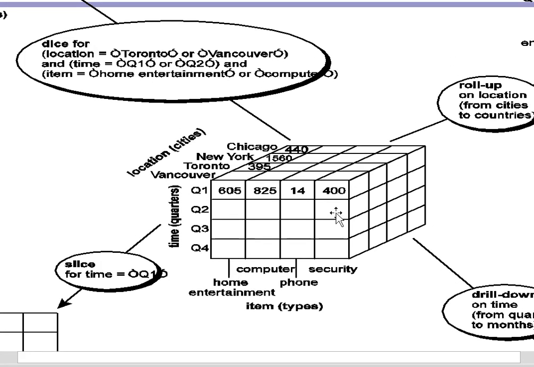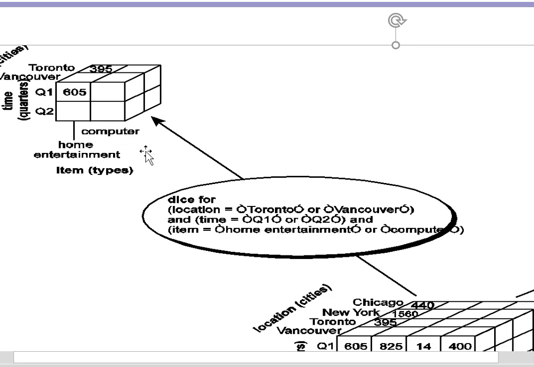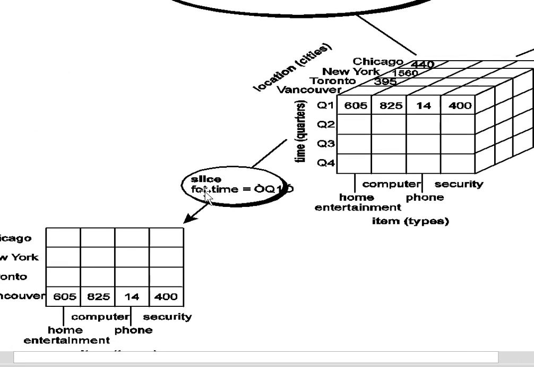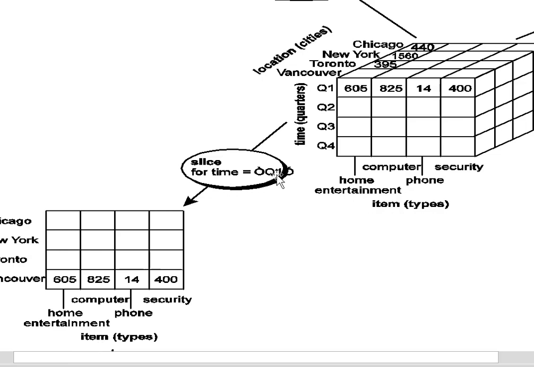So here we have location, time, and item. Here we dice, so our condition involves location, time, and item, and we carve out a little subcube from this large cube. And the slice, on the other hand, is where our query involves just one condition. We're taking a slice on the time dimension, so we only have this layer. Location and item dimensions remain, but because of the time condition, it only involves quarter one, right?